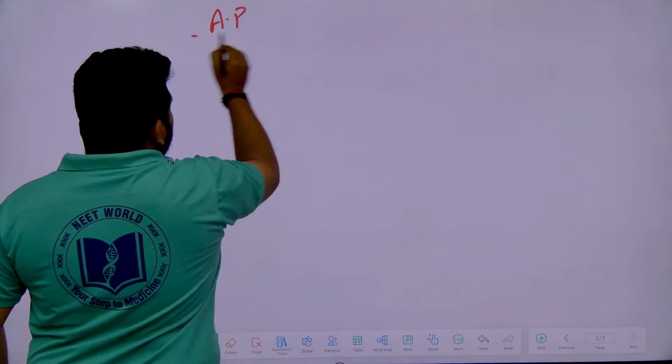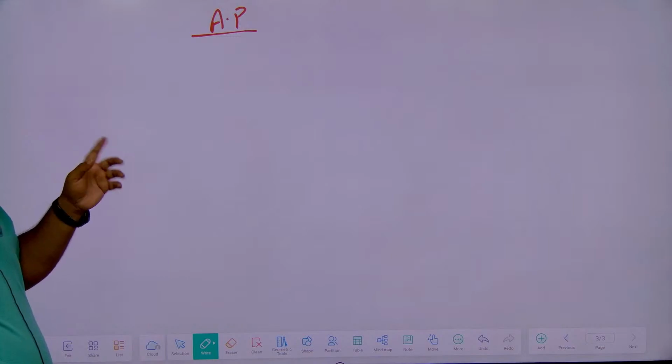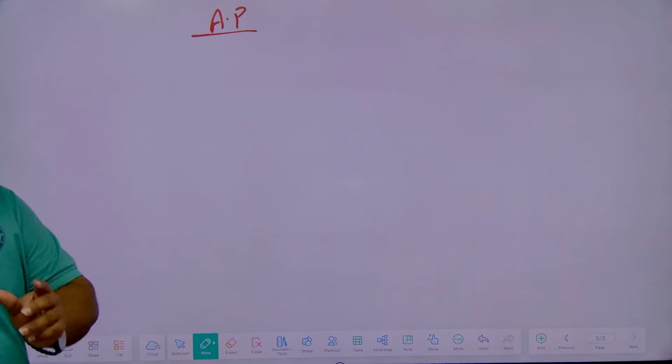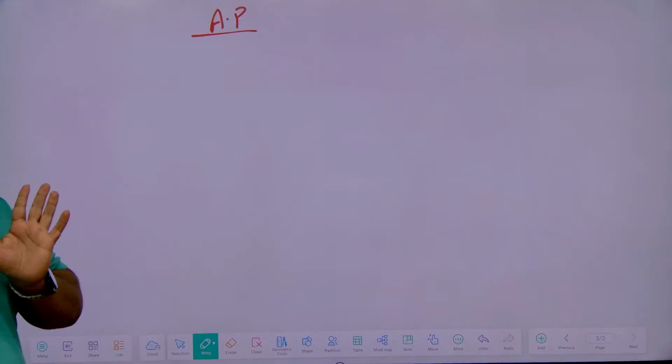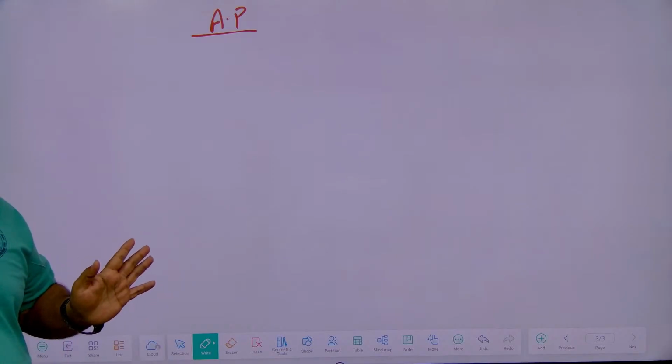Next thing, AP. You would have studied AP in your class 10th, but still might have forgotten, though geometric progression most of you would have learned. AP means arithmetic progression. Here you have to focus only on two things, A and D. A means the first term, and D the common difference. Once you get the first term and common difference, everything is easy to solve.